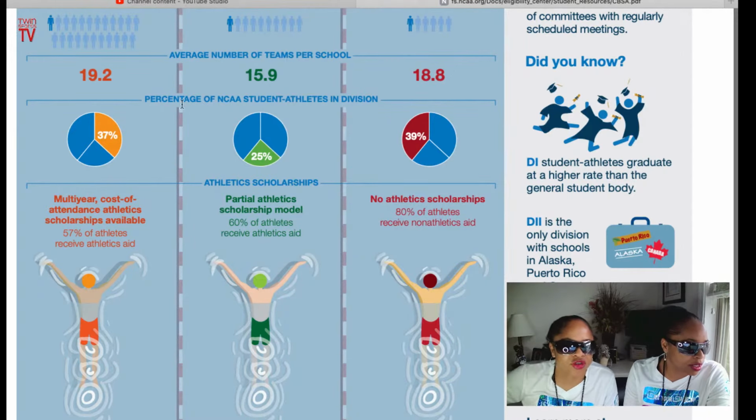So you can see the kind of percentage there is depending on the division. Percentage of NCAA student athletes in the divisions: we have 37% in Division 1, 25% in Division 2, and 39% in Division 3.